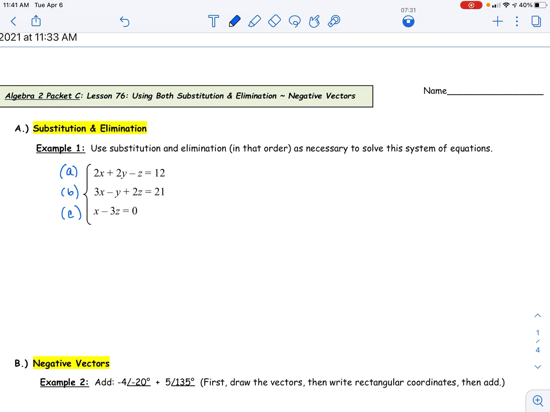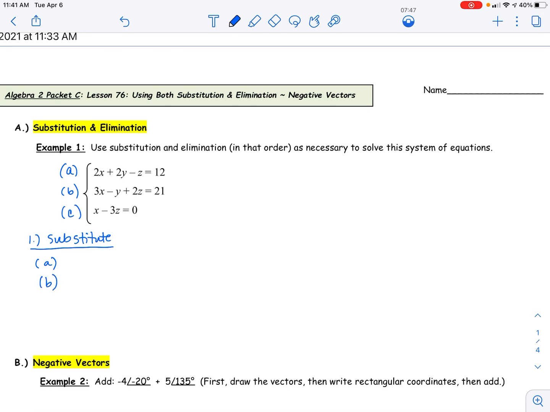Okay, and the first thing we're going to do is we're going to substitute. But we have to pull 2 equations down in order to do that. So let's substitute. We're going to pull down A, and we're going to pull down B, but I see a problem up here. How am I going to substitute something? I don't have any one of these equations that are set up to substitute, but if you notice in C, look at equation C. I'm going to change this around. I'm going to set it equal to x. So if I move 3z to the other side, I add it to both sides, I'm going to end up with x equals 3z. Now I have a value for x that I can substitute into both equation A and B.